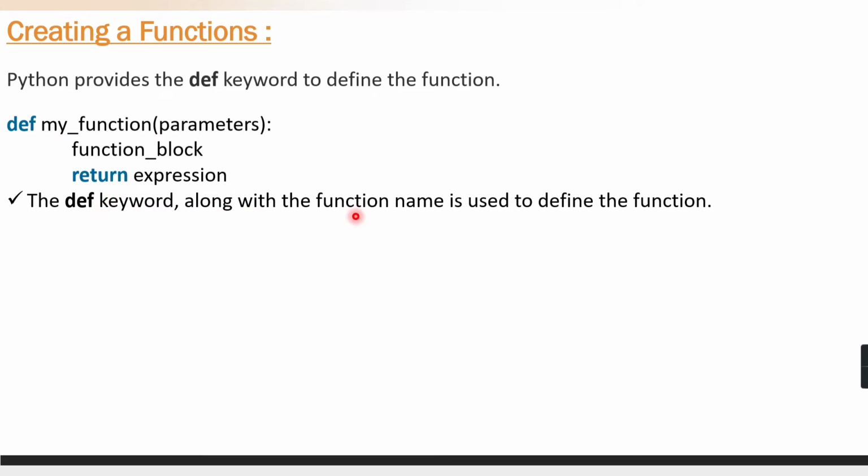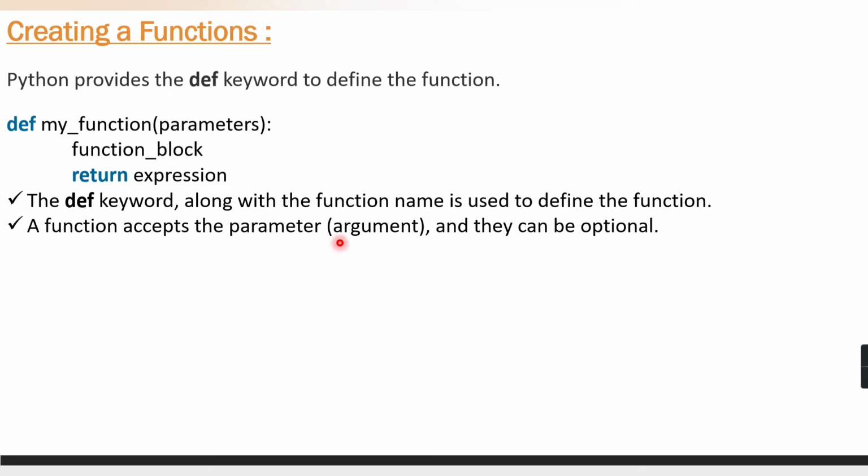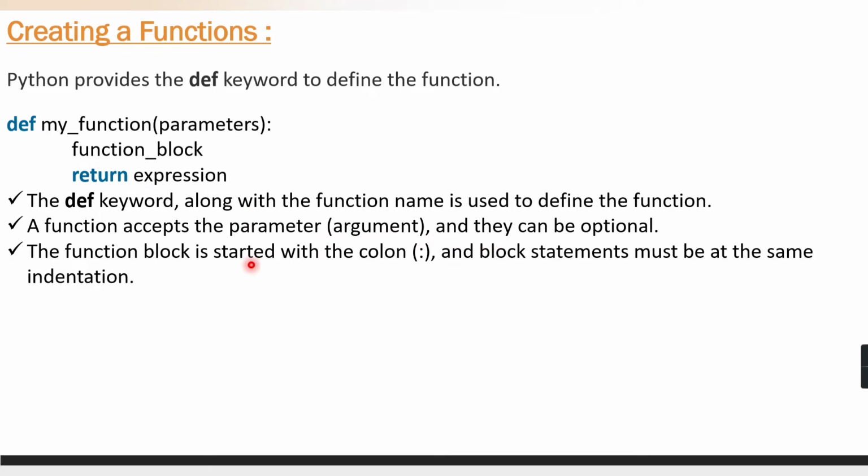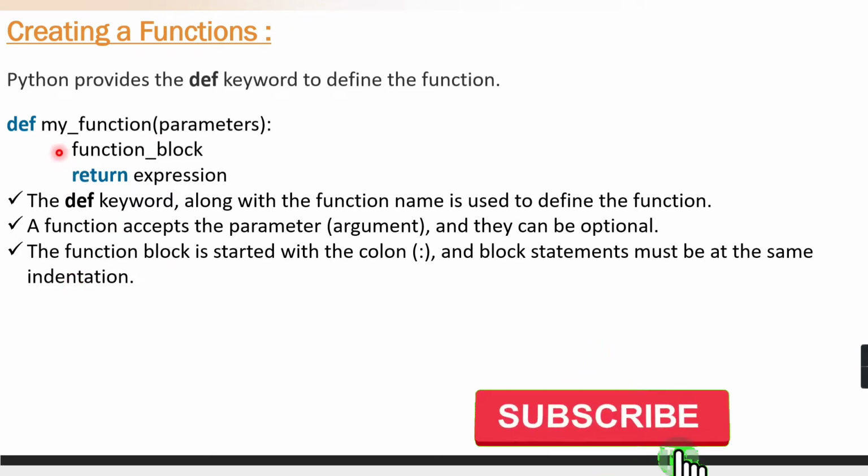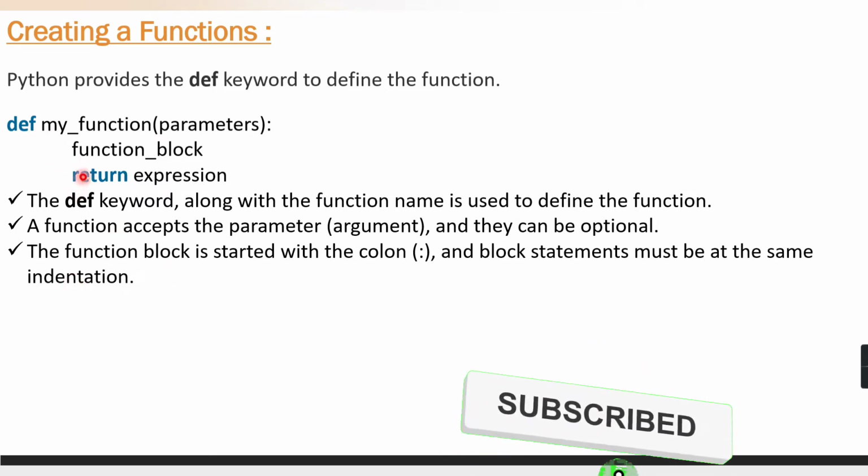The def keyword along with the function name is used to define the function. A function accepts parameters or arguments, and they can be optional. A function block is started with a colon, as you see here, and the block statements must be at the same indentation. The indentation should be the same for all the statements of the function.